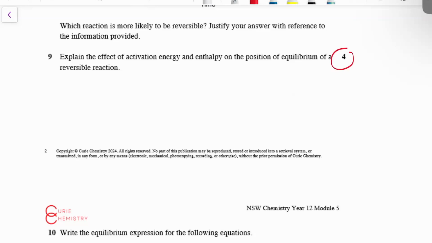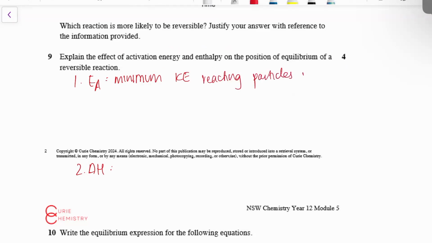4 marks, 2 concepts: activation energy and enthalpy. So what we'll do is we have 2 paragraphs. Paragraph 1 on activation energy, paragraph 2 on enthalpy, and then we're going to start it with the definitions. The activation energy barrier is the minimum kinetic energy reacting particles need to have to form products.